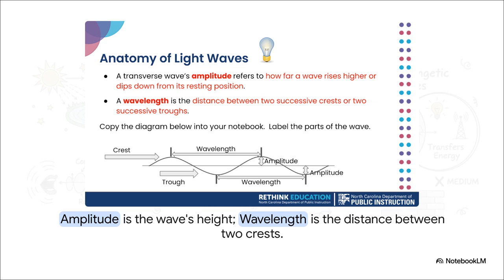And then there's wavelength, which is the distance from one crest to the very next one. This measurement determines things like the color of light or the pitch of a sound.